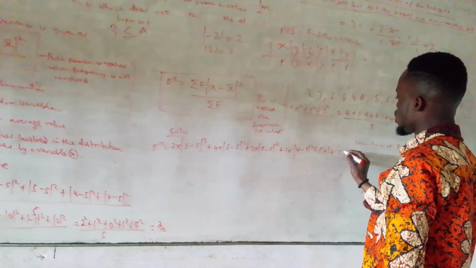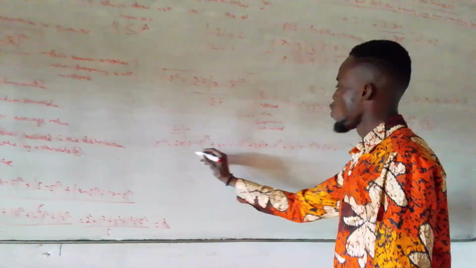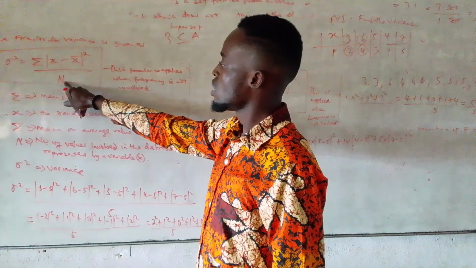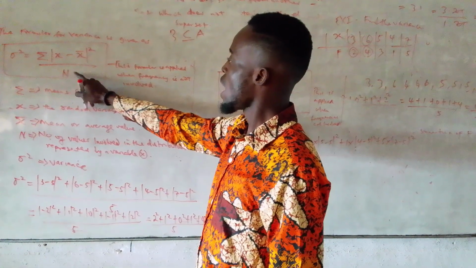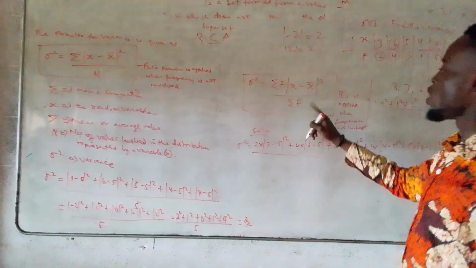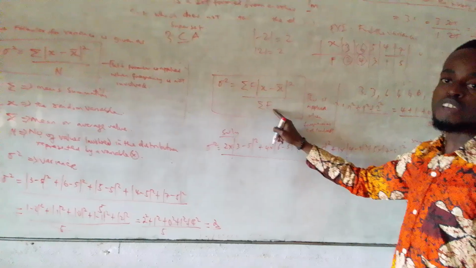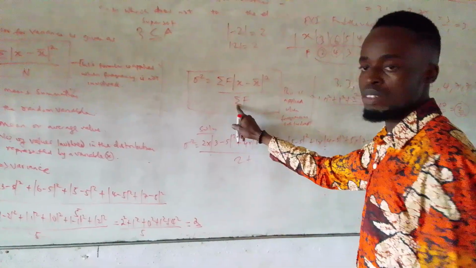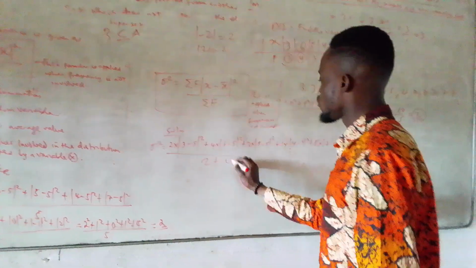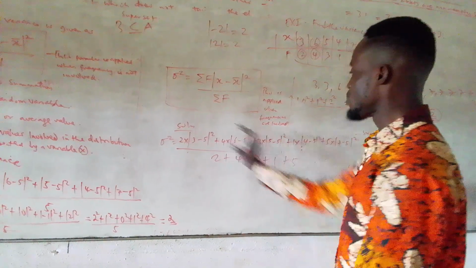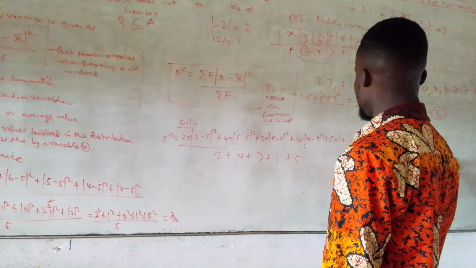Then over, no longer n again, because n is used when frequency is not involved. Are you there? But when frequency is involved, it's no longer n, it becomes summation of f, the summation of this frequency. That is 2 plus 4 plus 3 plus 1 plus 5. So by the time you compute everything, whatever it gives you is your variance.